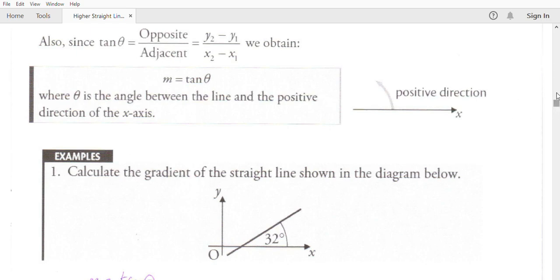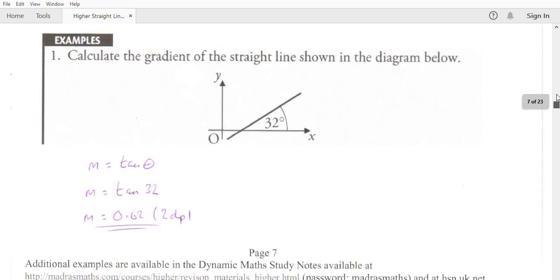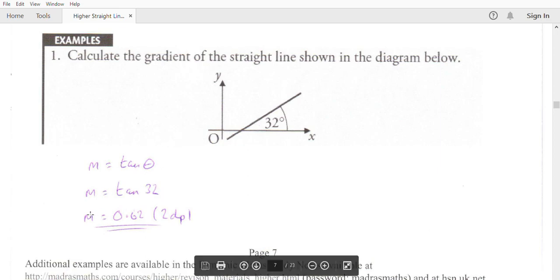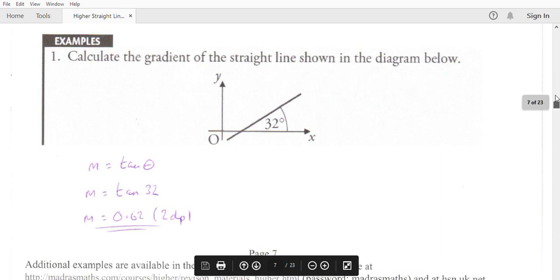So let's use it in a few examples. Example 1: calculate the gradient of the straight line shown in the diagram below. So we know the angle between the positive direction of the x-axis and the line is 32 degrees. So m equals tan of the angle, m equals tan of 32 degrees. So m, the gradient, will be 0.62, which has been rounded to 2 decimal places.